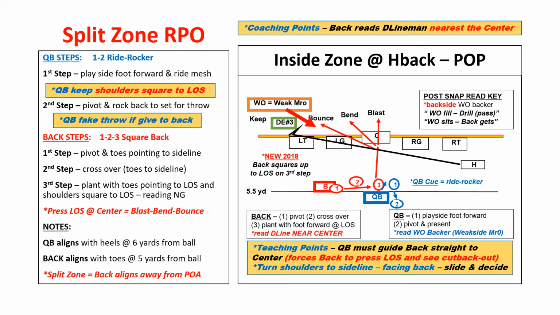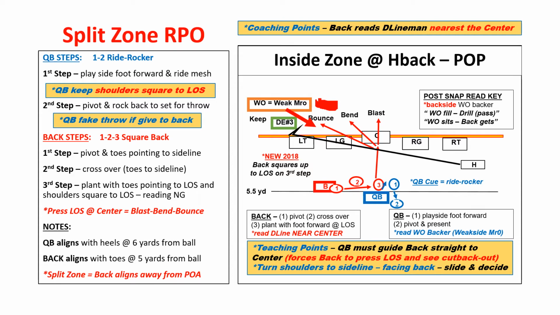The split zone pop RPO, the quarterback now is going to use what we call a rocker technique. He's going to be reading this weak Mr. Zero, second level defender, and he's going to step down with his foot opposite of where the back is first. So in this case, he's a right-handed quarterback. We're going to step forward with our right foot number 1, present the ball. He's going to ride and decide by keeping his shoulders square. Whether he gives or he keeps, he's going to just pivot on his left foot if he's right-handed, and then set on that second step with his right foot again, plant and throw.